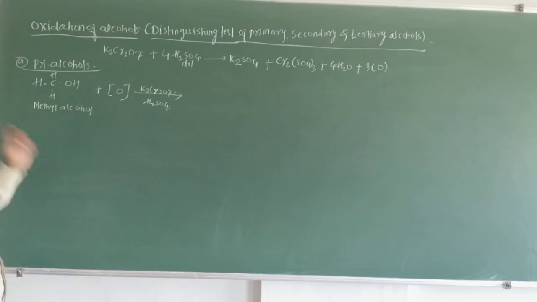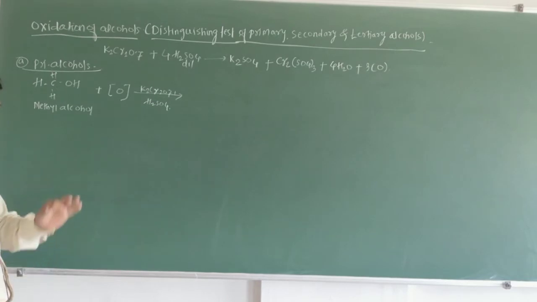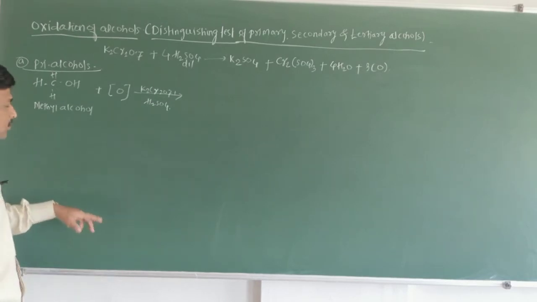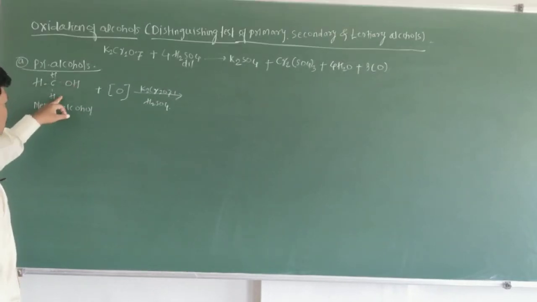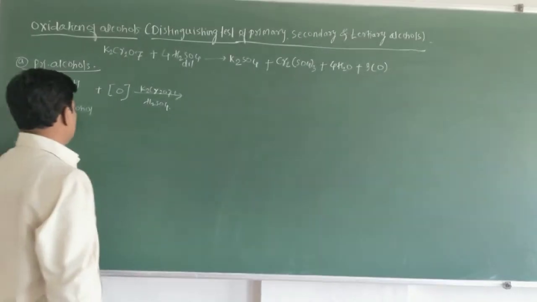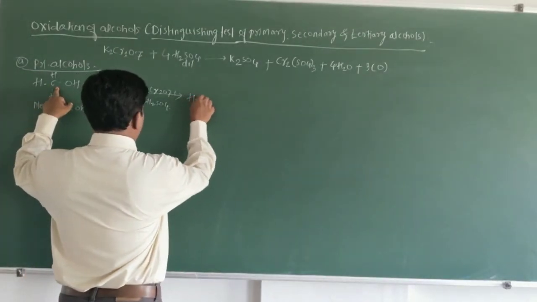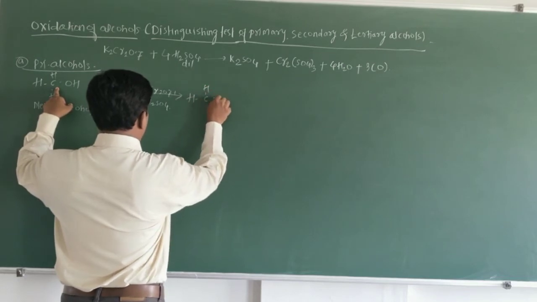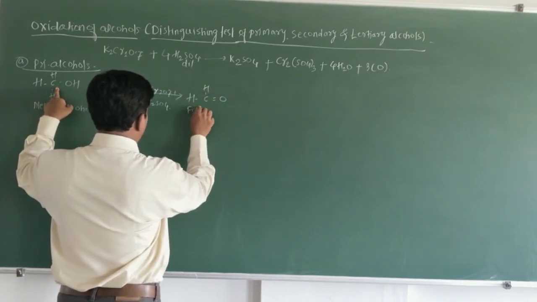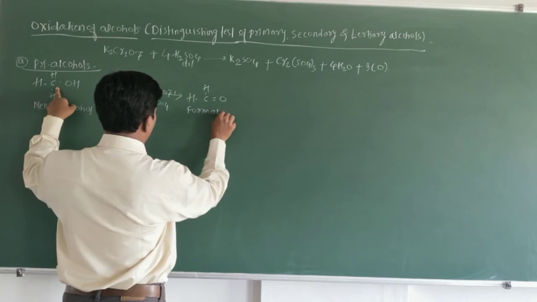While starting the oxidation of the alcohols here, I have told you that the definition of oxidation is the addition of oxygen, whereas the removal of hydrogen is also oxidation. It means that in this reaction the hydrogen gets removed, so HCHO is left, with one bond remaining, and this is nothing but formaldehyde.